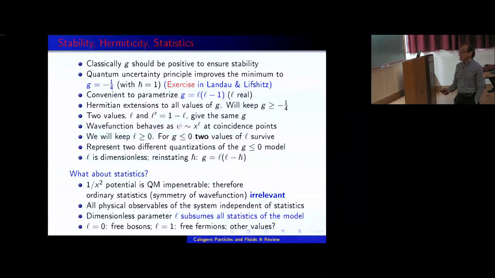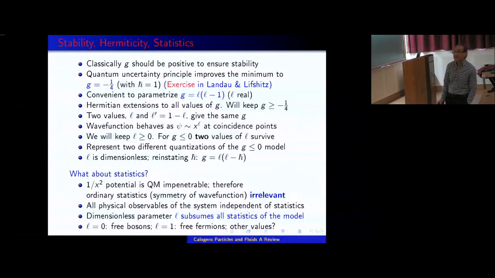And also point out that if we were to reinstate for a moment h bar, the expression G equal L times (L minus 1) would become G equals L times (L minus h bar), just to point out that this minus 1 here will be a quantum correction, when I justify this form of the interaction strength.